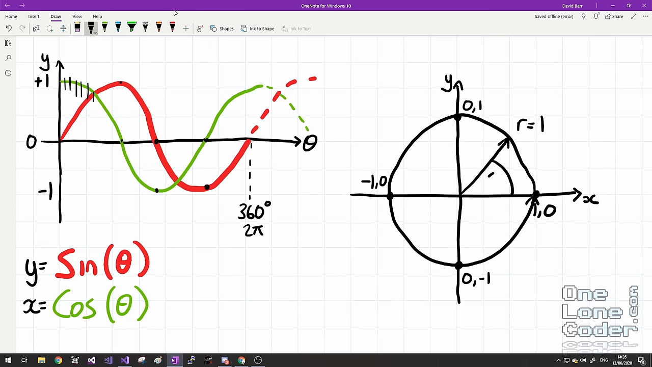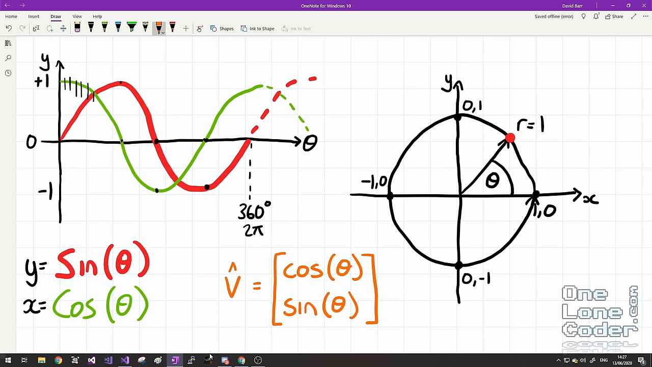So given a specific theta, we can calculate a point in x and y, which also happens to be a unit vector. And this is quite important because just having a theta value alone, we're able to describe a unit vector. And we know that we can scale a unit vector, which will give us any point in our 2D space. This is also known as a polar coordinate. Given any theta and any radial length, we can describe any point in 2D space.